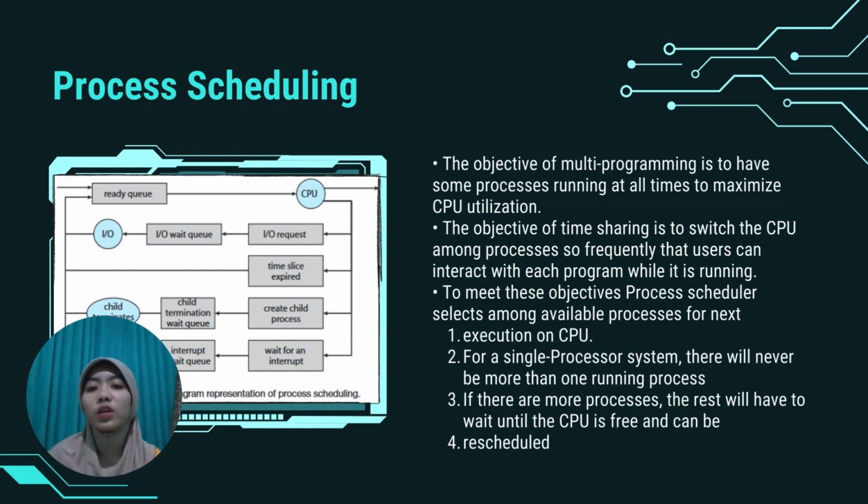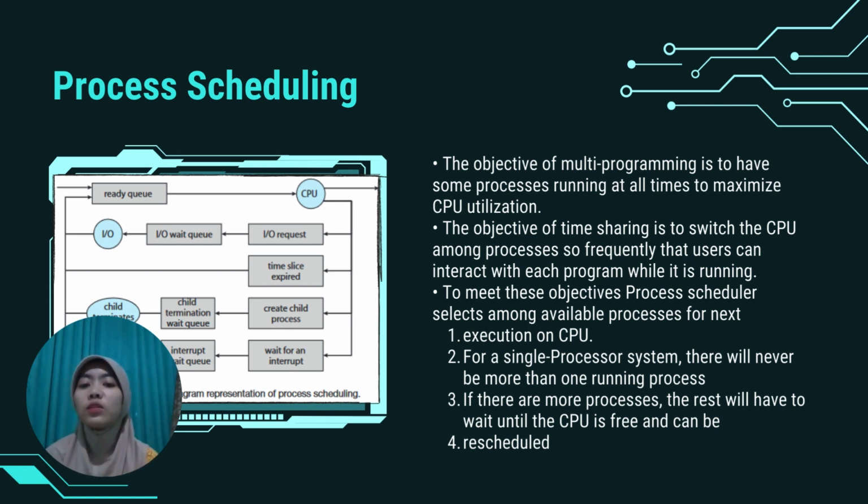The process scheduler plays a vital role in deciding which process gets access to the CPU next. It maintains various scheduling queues, such as the job queue containing all processes, the ready queue containing processes ready to execute, and the device queue containing processes waiting for an input or output operation.